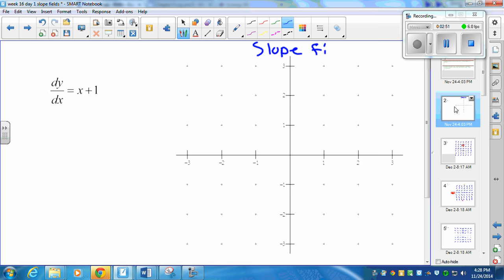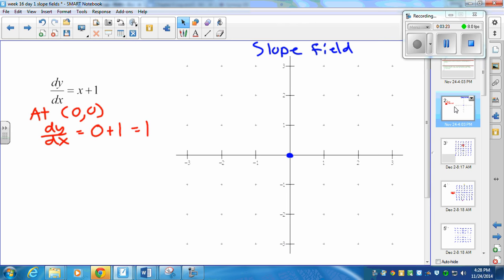I'm going to write it in blue to remind you that we're in the V world or the velocity world or the derivative world. Now, what it is just saying, all right, let's plug in any point we want and let's figure out what that slope is. So if I plug in at 0, 0, I want you to physically plug into here at 0, 0, what do I get? Well, dy dx at 0, 0 would just be 0 plus 1, which is 1. Which means at the origin, I want you to draw just a small little tick with a slope of about 1. Okay? And then you can do it again.